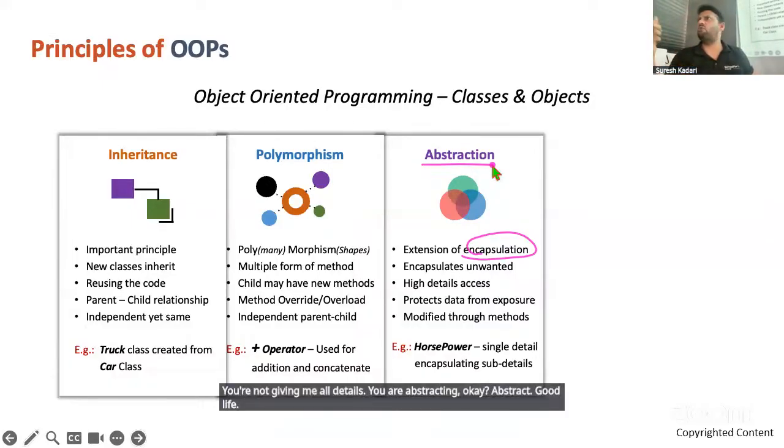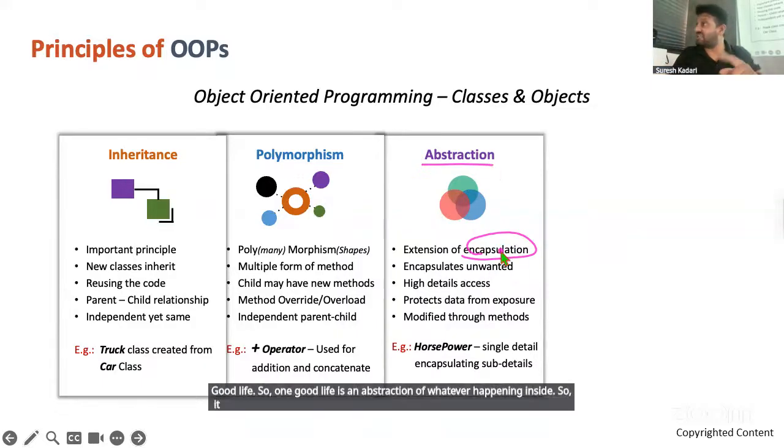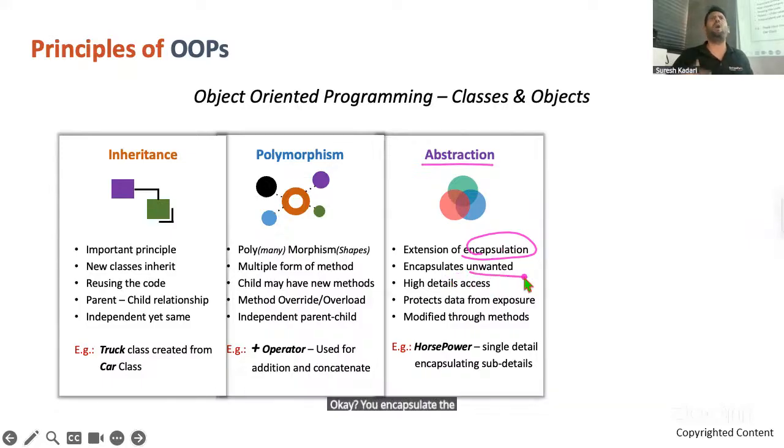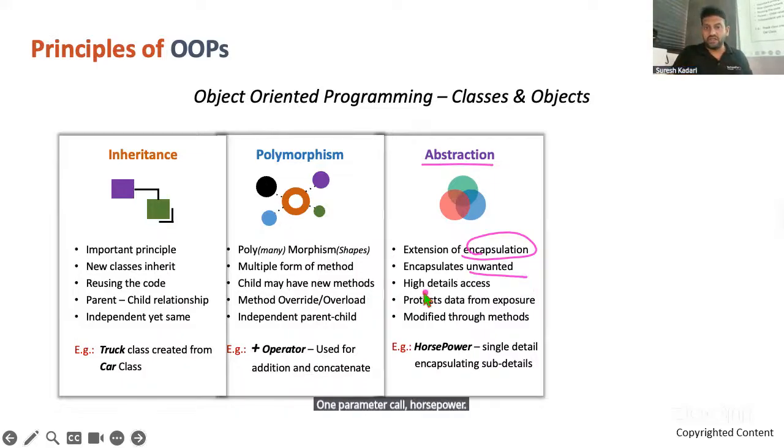Good life. What is a good life? Timely food, timely rest, and so on. So good life is an abstraction of whatever is happening inside. So it is an extension of encapsulation where you keep everything hidden and encapsulate the unwanted. Why should I tell you about the multi-point injection system and how many stroke engine and all those things, rather than saying one parameter called horsepower? With that, you have an idea of the power of the car. High-level detail access, you are only accessing the horsepower, and it protects the data from exposure. Sometimes I want to protect the data. I don't want to give you the data, but you are concerned about my accuracy.